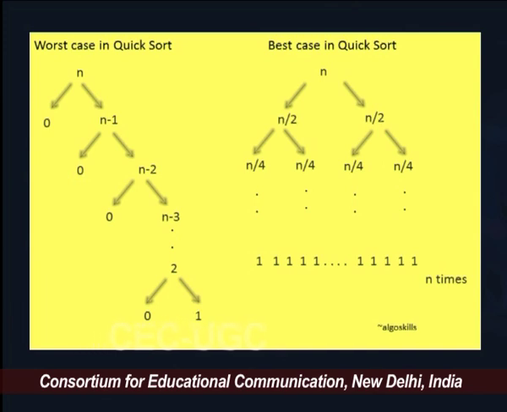If it is the largest element, then your right partition will remain empty. So, this is the worst case of the quicksort. As far as the best case is concerned, almost an equal number of elements in both the partitions will give you the best case.